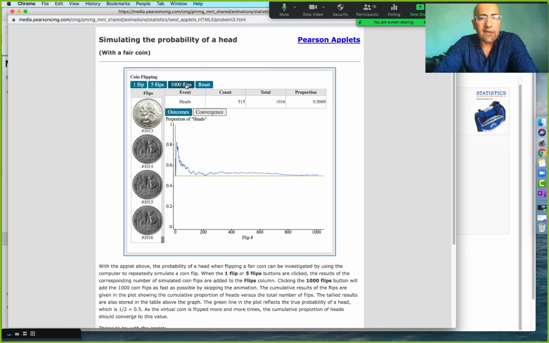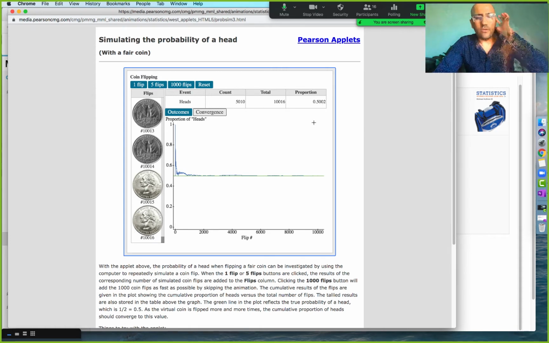If I do it again, I'll get 2,000 flips. Good. So now out of 2,016 flips, 1,009 have turned out to be heads. When I divide this number by this number, I get 0.5005. Let's say I flip it again, and again, and again, and again. So let's get to about 10,000. After 10,016 flips, approximately 5,010 have been heads. When I divide these two, I get 0.5002. Okay, and that's where we arrive at long-term predictability, right?